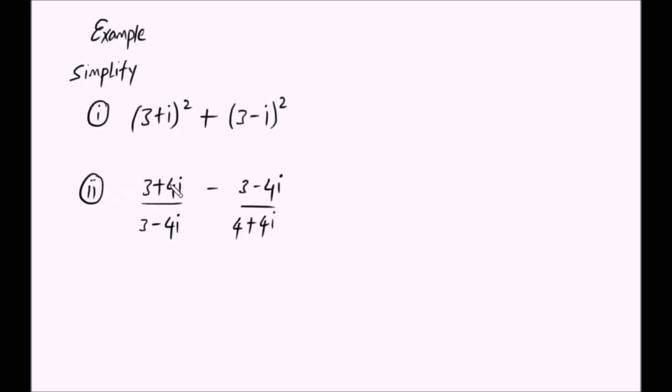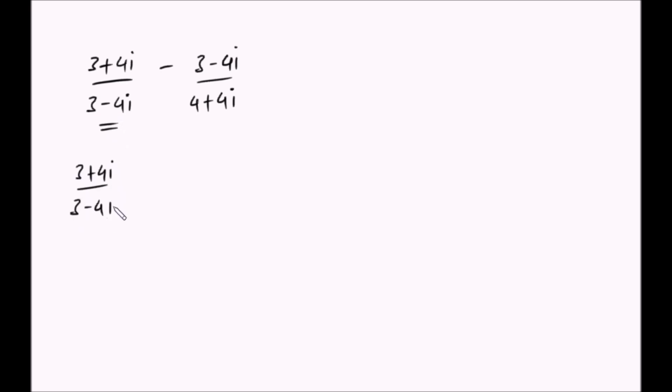Roman 2, we have (3 + 4i) over its conjugate minus (3 - 4i) over (4 + 4i). Let's simplify it. That's the question. So it is (3 + 4i) over (3 - 4i), and then we have minus (3 - 4i) over (4 + 4i). So I'm going to simplify this first part, (3 + 4i) over (3 - 4i), by multiplying with the conjugate of the denominator, like this.